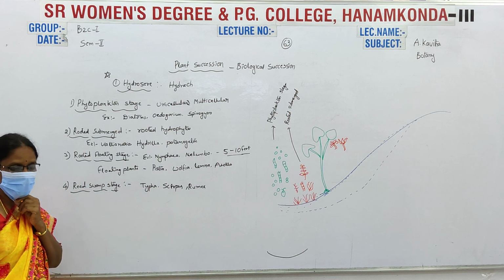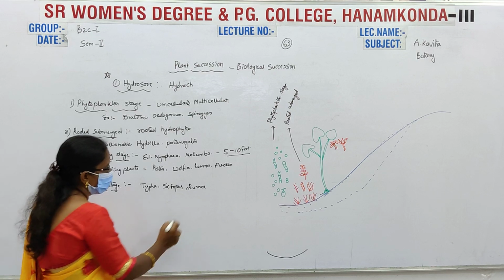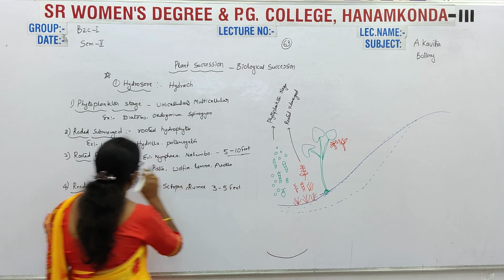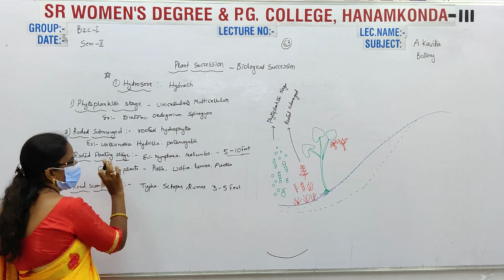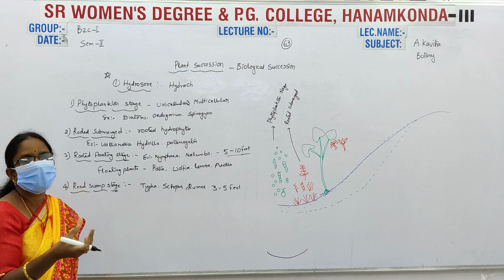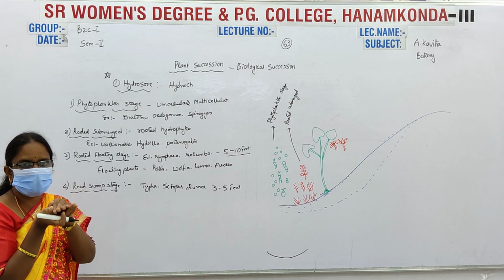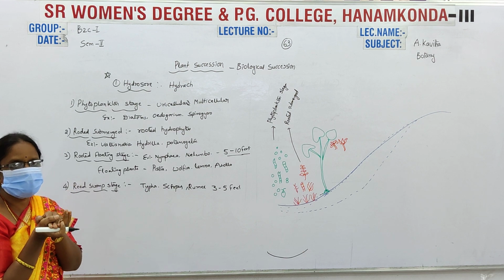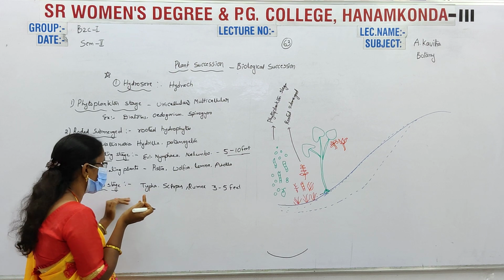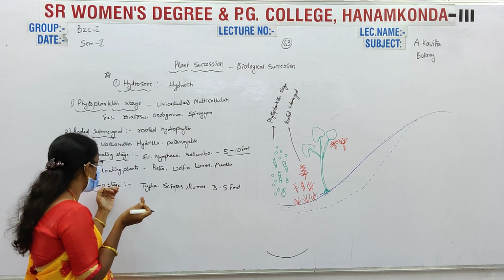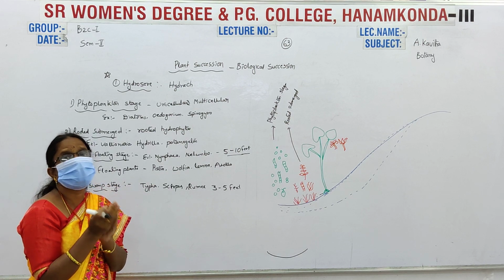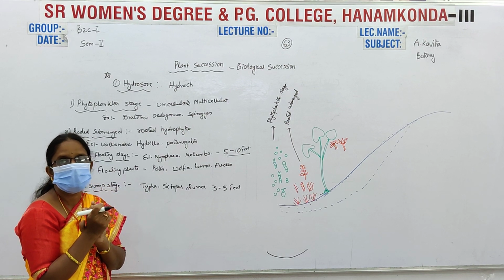And next one is the reed swamp stage. In the reed swamp stage, the pond ecosystem depth is, for example, 3 to 5 feet. After the death of the rooted floating stage, the dead and decomposing bodies go to the bottom of the pond ecosystem and form a thick layer there. From the phytoplankton stage to the reed swamp stage, the pond ecosystem depth decreases.